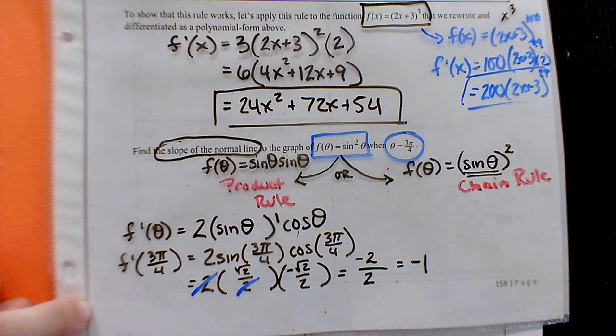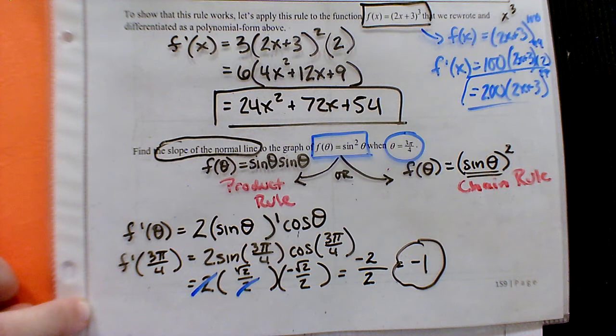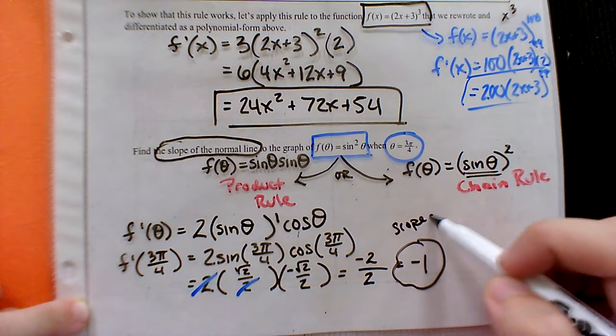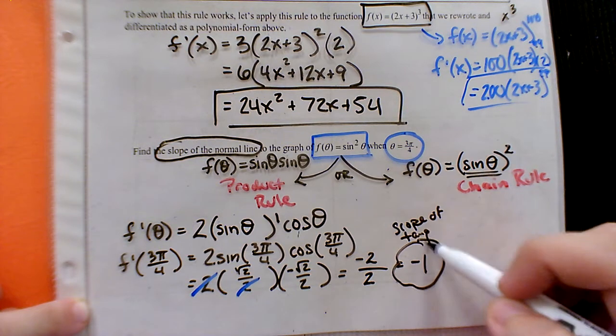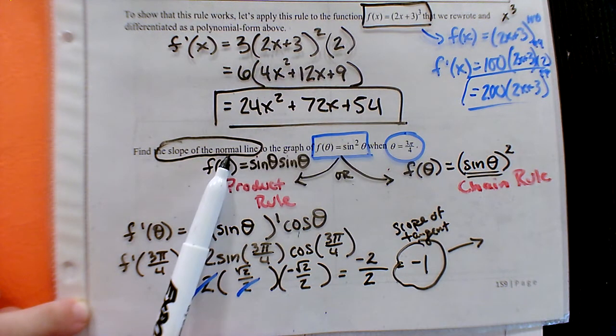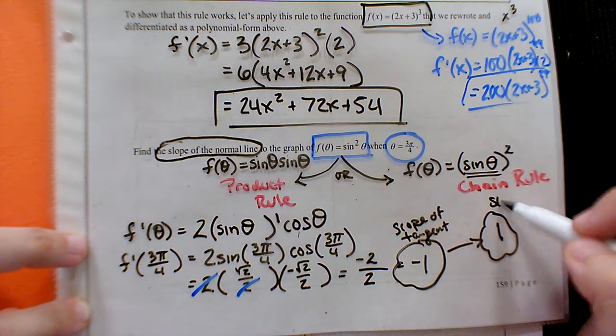Is that our answer? We're shaking our head no. Okay, what does this negative 1 represent? That's the slope of the tangent line. So slope of tangent means we have to figure out the opposite reciprocal, the perpendicular relationship for our normal line, which would just in turn make it 1.